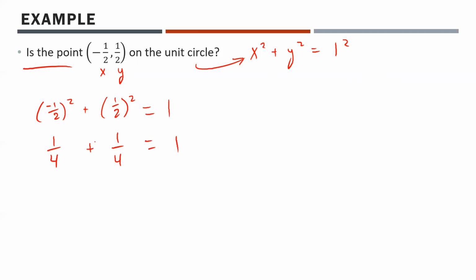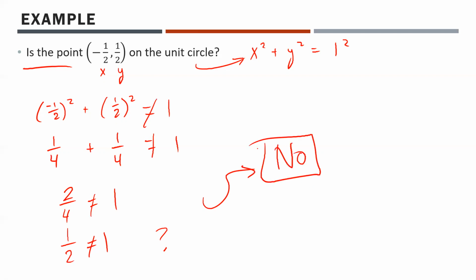Well, 1/4 plus 1/4 is equal to 2/4. 2/4 equals 1, or in other words, 2/4 is 1/2. 1/2 equals 1? I don't think so, right? Clearly that isn't true. What I like to do is go back and make sure I say these are not equal all the way up. So we can answer this question by saying, no, it is not on the unit circle because it does not satisfy the unit circle's equation. If these coordinates don't make this equation become correct, then it's not on the unit circle.